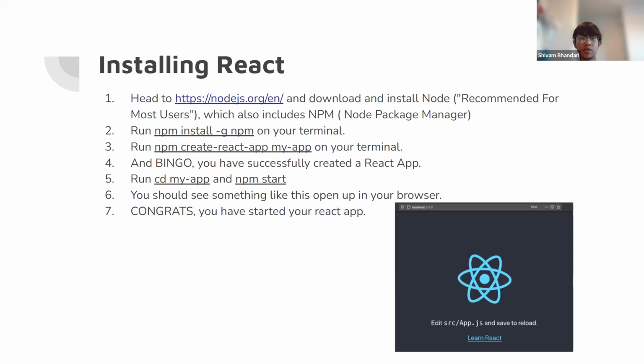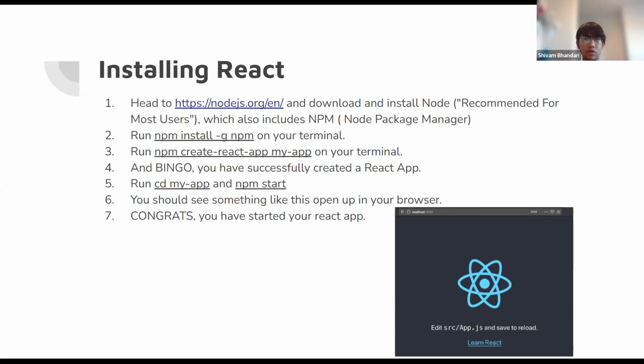So what we're going to start with today is installing React. The first thing we need for React is the Node Package Manager, NPM. You can just head to nodejs.org and download and install the LTS version, which is recommended for most users. Then on your command terminal, run npm install -g npm. What it does is it updates your npm to the latest version.